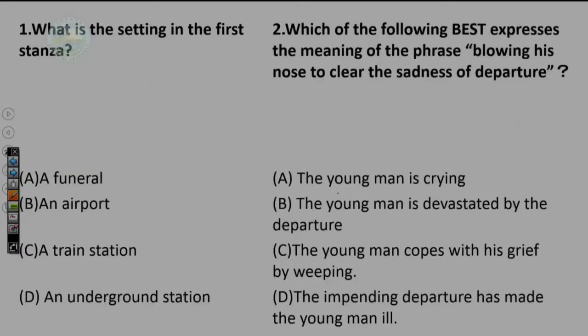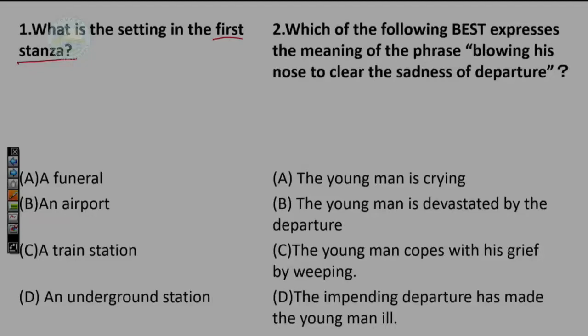Question 1. What is the setting in the first stanza? So immediately what you should be directed to understand, if you're seeing first stanza, it tells you something about the kind of extract. That should tell you that your extract is going to be a poem. So you begin to prepare to listen out for a poem.